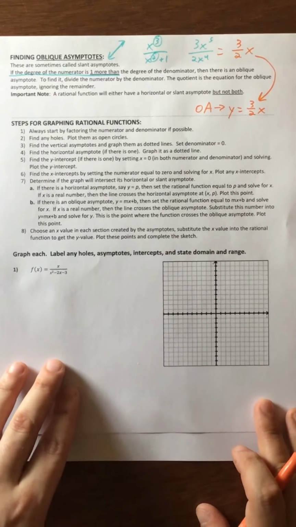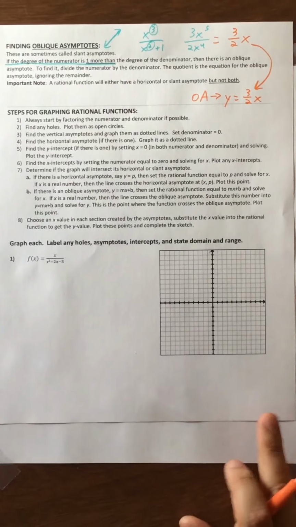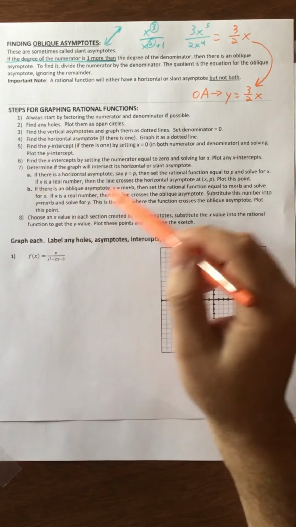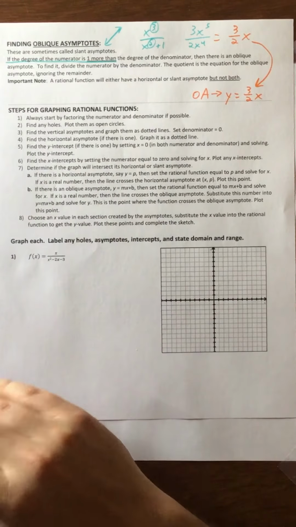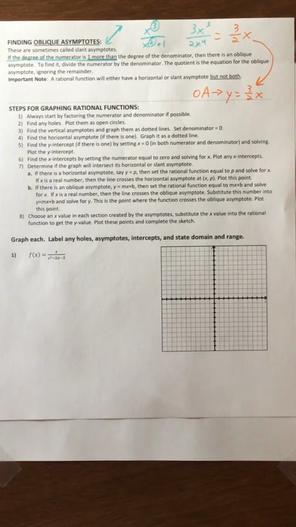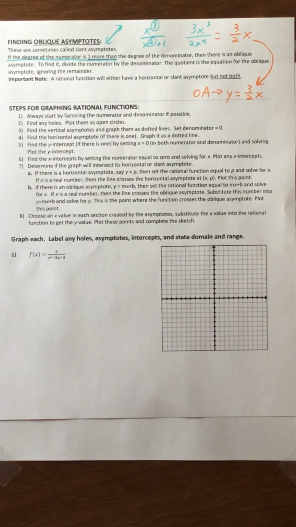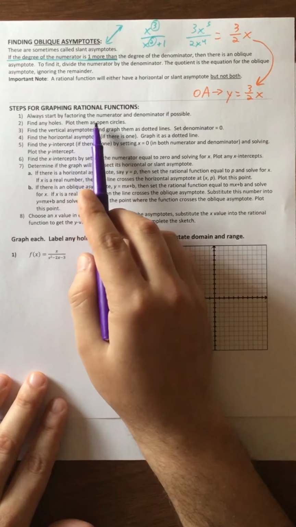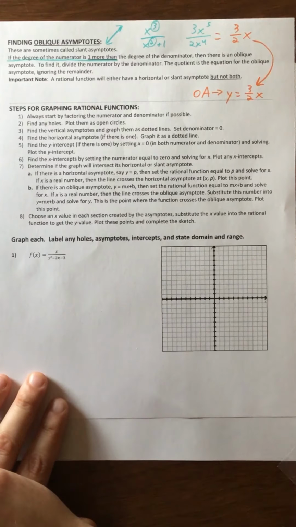Now, I know that sounds like a lot, and it's a lot of rules to remember, but I really broke down the steps for you guys right here on how it's going to work. All right, and we're just going to take it one step at a time right now. Okay, step 1. Always start by factoring the numerator and denominator if possible.